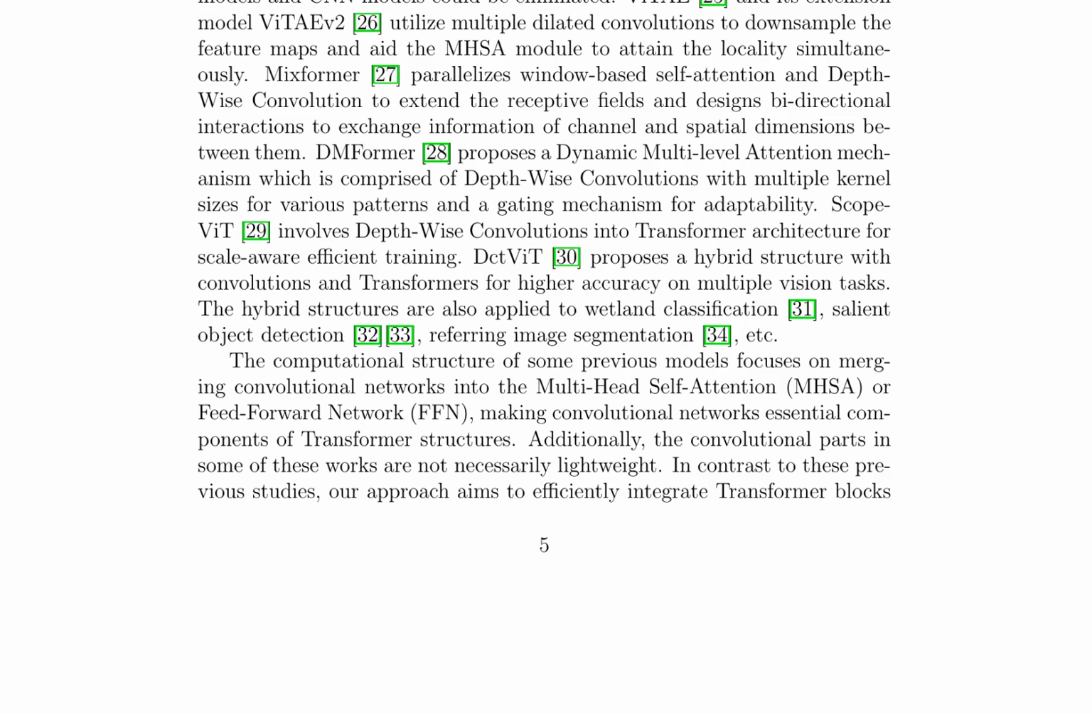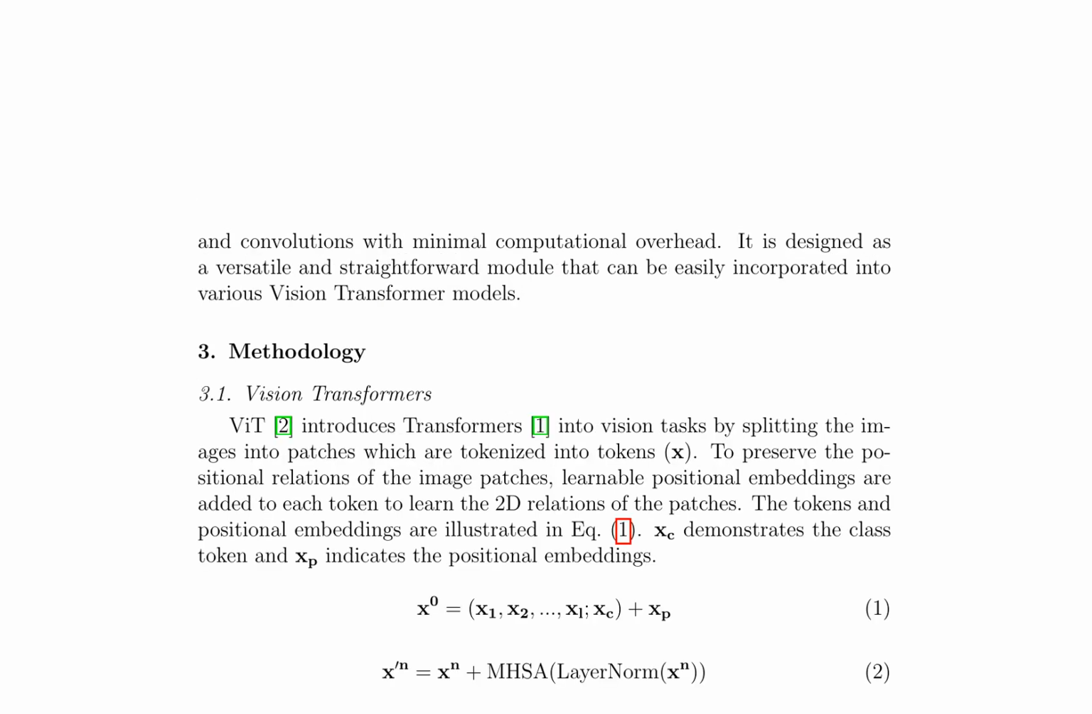The Vision Transformer (ViT) model introduced by Dosovitskiy et al. in 2020 is a pioneering work that applies transformers to vision tasks. It involves splitting images into patches and tokenizing them, with learnable positional embeddings added to preserve spatial relations. The model consists of cascaded transformer blocks, each comprising an MHSA layer and an FFN layer, utilizing residual connections and pre-layer norm techniques. The class token is used for image classification, and the model outputs the result based on this token.